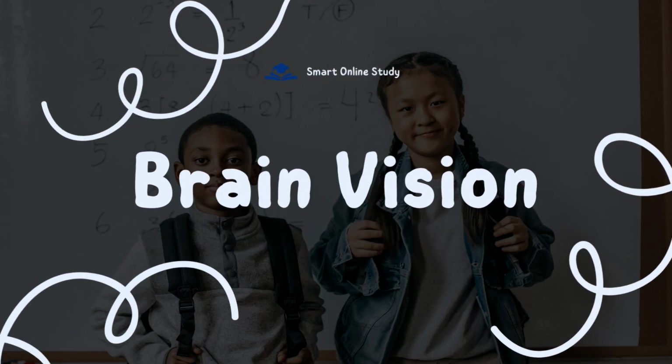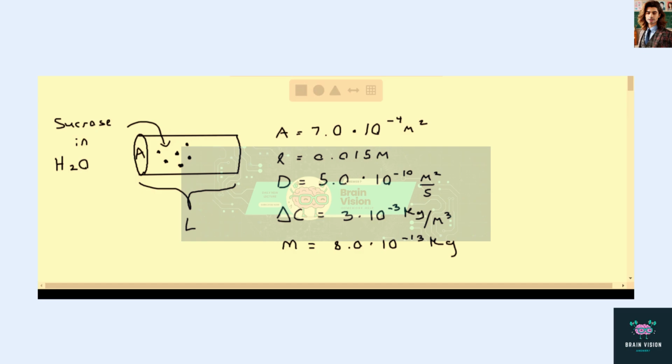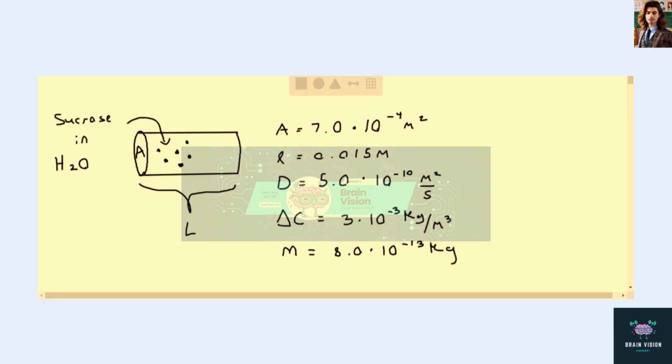Welcome to Brain Vision. For this problem, we want to determine how long it takes for a certain amount of mass of sucrose to travel through this sucrose in water solution here in this cylinder, given that we have the geometry of the cylinder, the diffusion constant, and the difference in concentration from one side of the cylinder to the other.